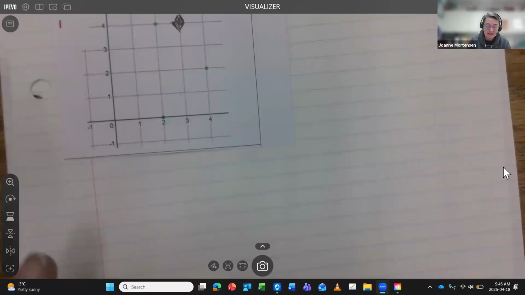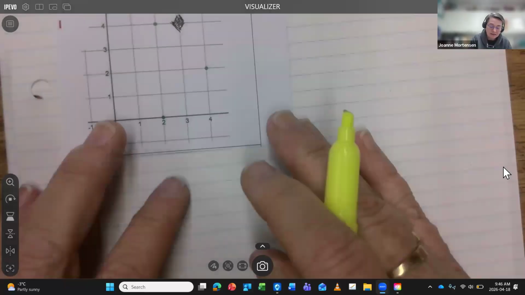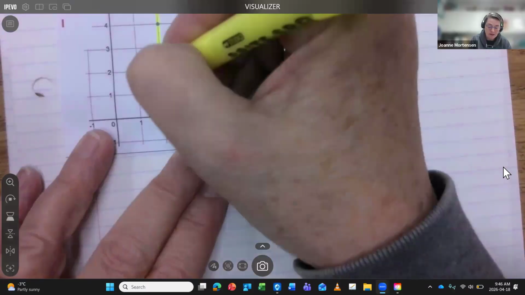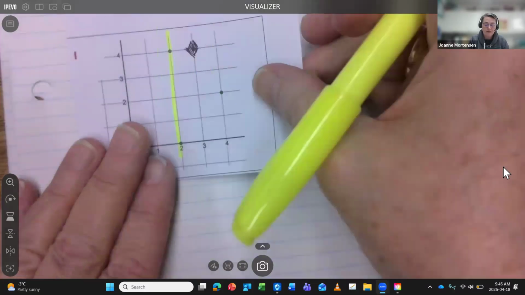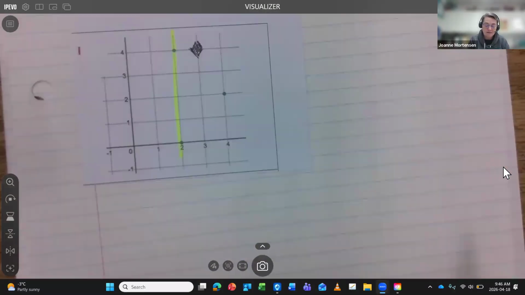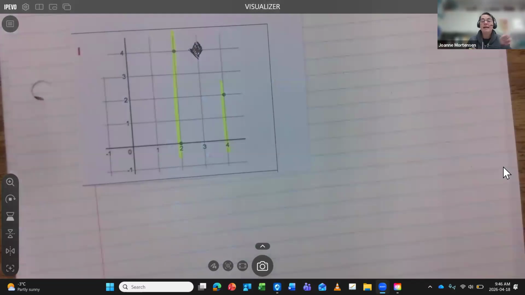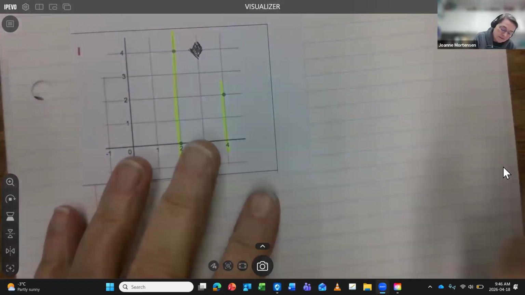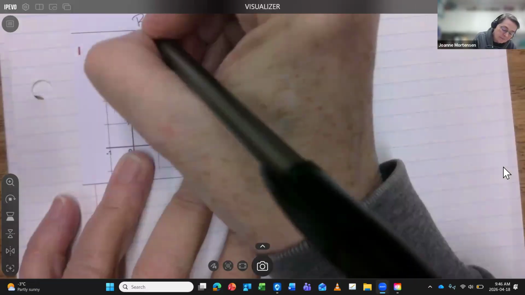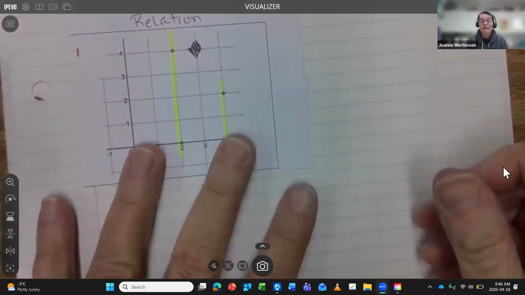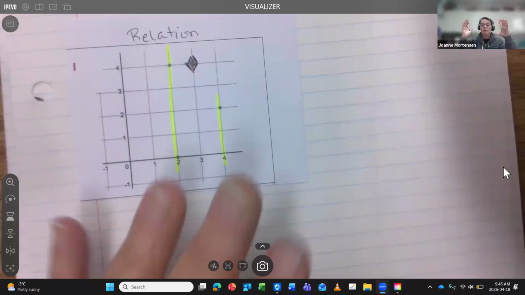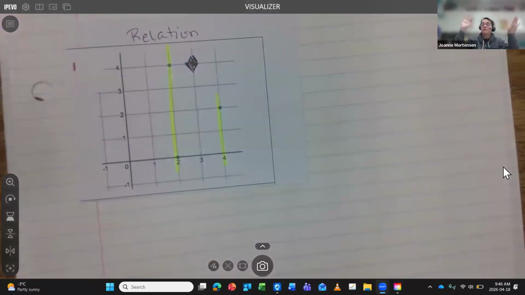I'm going to try my vertical line test. So when I draw my vertical line, look, it hits 2 points. See, it doesn't matter that this is only one over here. The moment any place hits 2 points, this is a relation, and only a relation. So in my Venn diagram that I drew, this is like the outside circle.